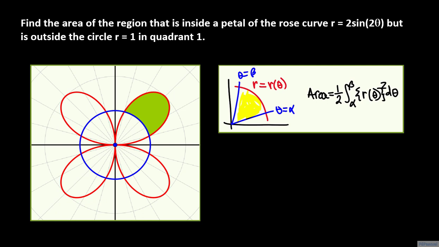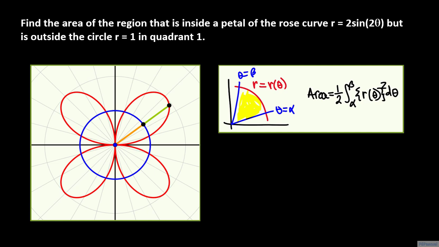To get an idea as how to set up the integral for the area of the region, we draw a radial line from the origin and extend it to the circle, and then beyond all the way to the edge of the petal in quadrant 1 of the rose curve. The area integral formula given on the right is for the whole area that extends from the origin all the way to the graph of r equals r of theta.